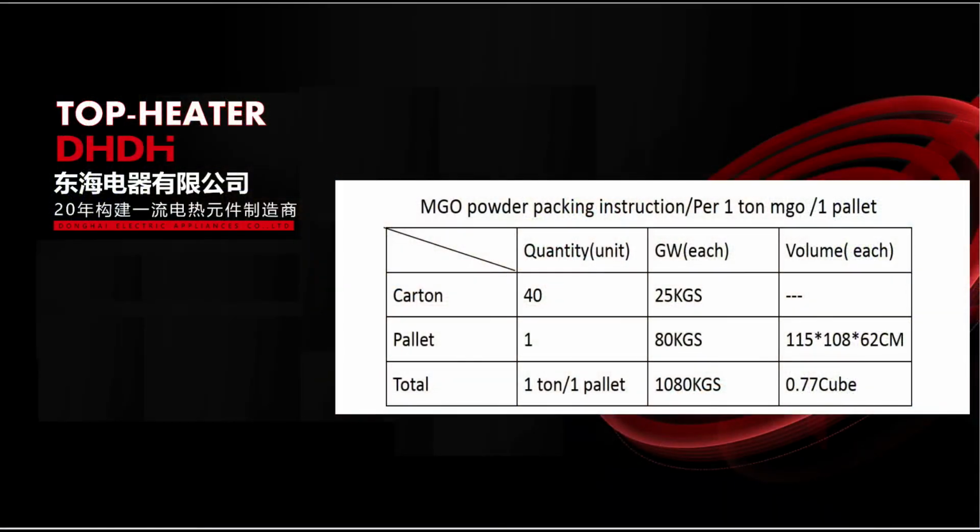About the package, we have a sheet. You can see normally we pack one ton per pallet, and inside we have 40 cartons. You can also see the gross weight. The gross weight for one pallet is 1,080, and you can see the CBM here. Let me show you more details about how we pack. We also have two pictures.